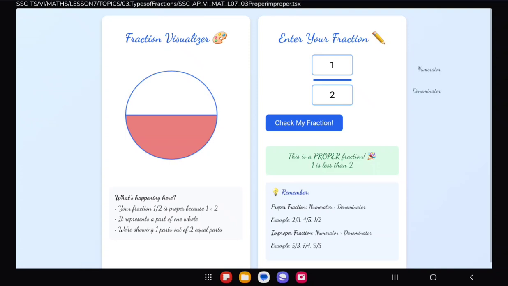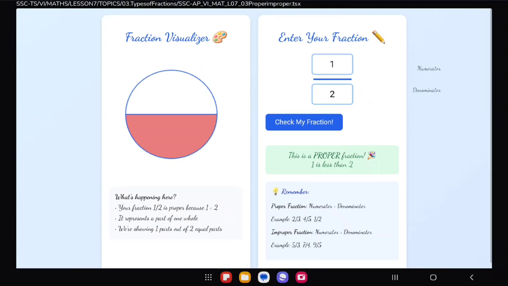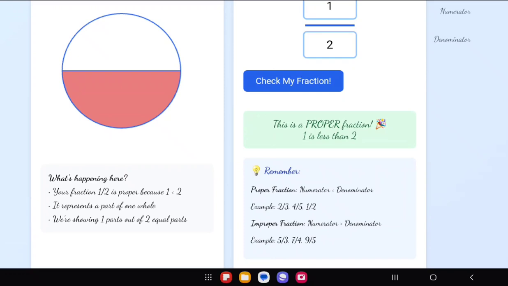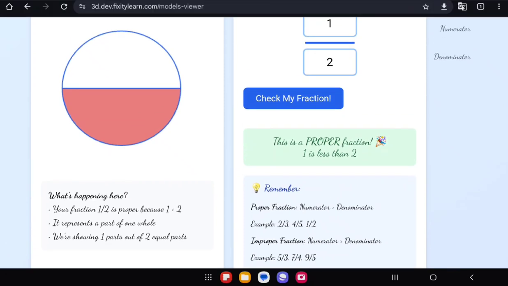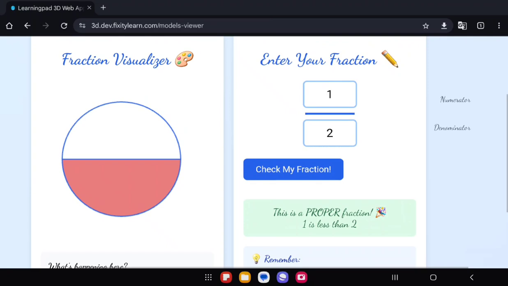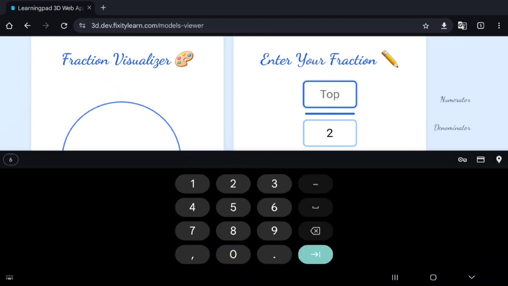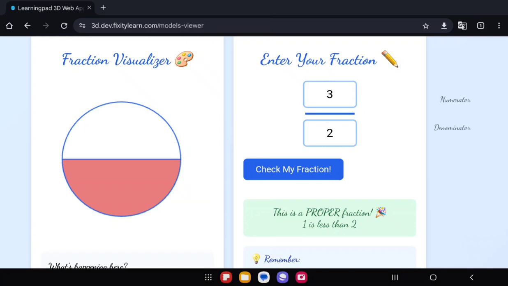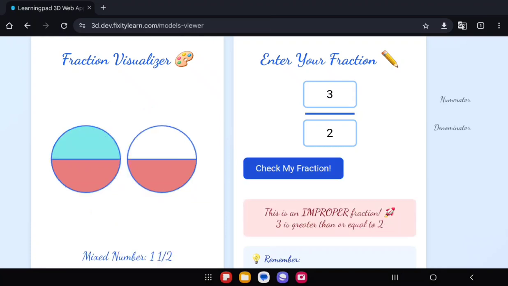Now here, 1 by 2, we can see that the numerator is 1 and the denominator is 2. The numerator should be less than the denominator, as you can see written here. When the numerator is smaller than the denominator, it is called a proper fraction. It is a proper fraction. Now if I write 3 instead of 2, what will happen? Let us check. See, now it has become an improper fraction. 3 is greater than or equal to 2, so it becomes an improper fraction.